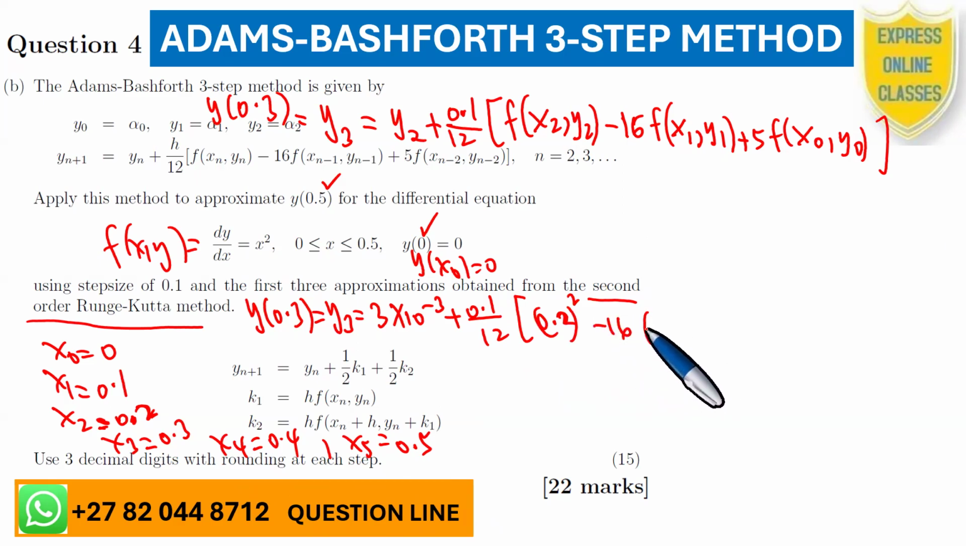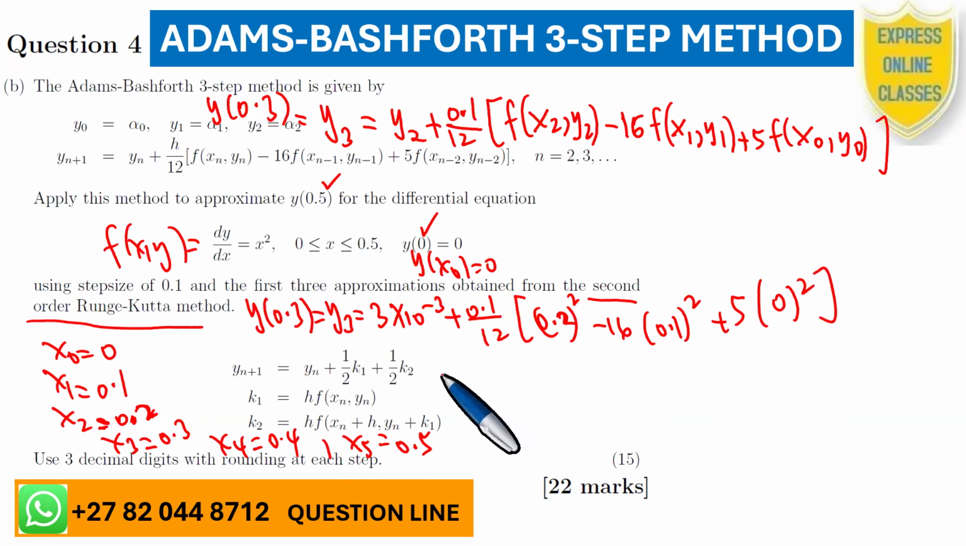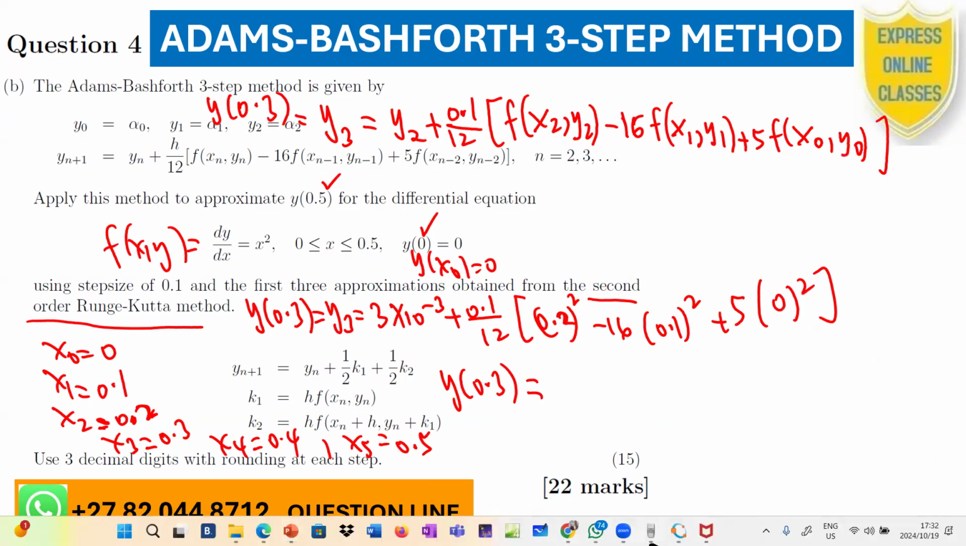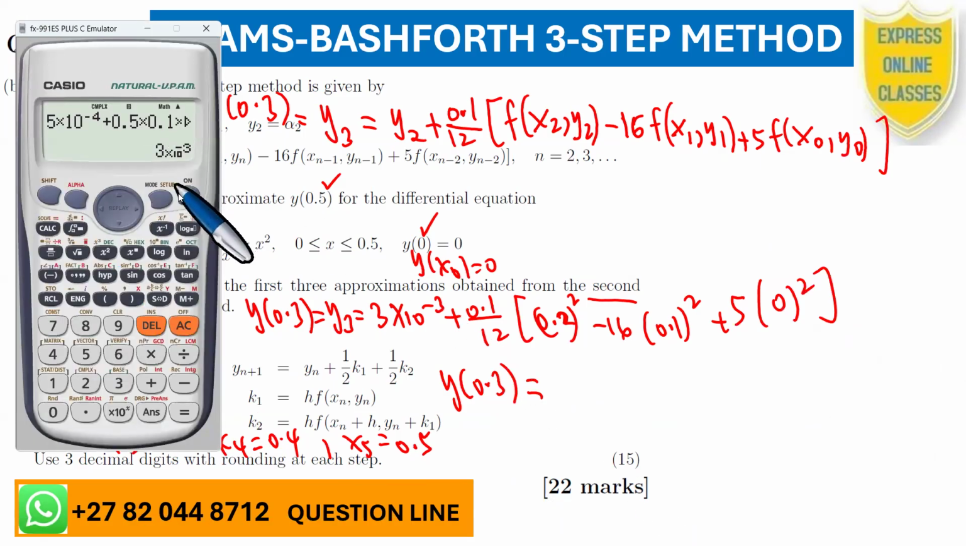Minus 16, we have x1 is 0.1, you square it. Plus 5 times x0 squared, where x0 is 0. So this is our y at 0.3. Then we're going to use our calculator with the Adams-Bashforth three-step method. Let's use our calculator to save time, but we can also use Octave as well. These are just numbers, so it's easier with the calculator, but when you have systems of matrices, then it's easier with Octave.